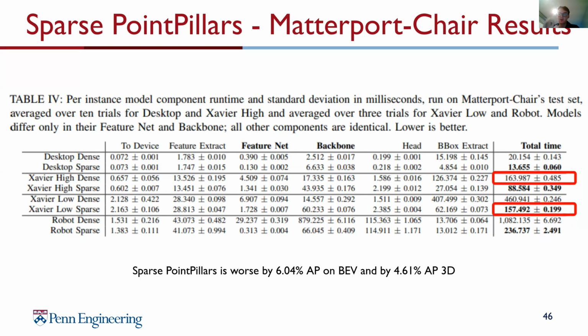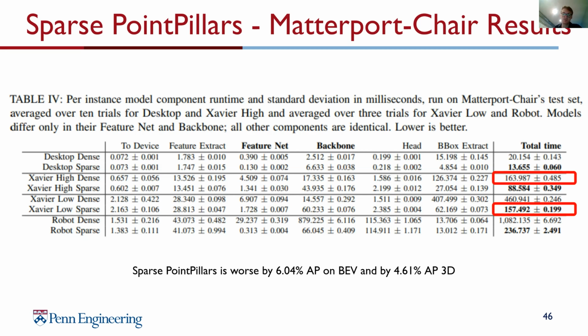A thing I want to call out here is that on the Xavier, on the high power setting, we're getting a 163 millisecond forward pass for the standard PointPillars backbone. On the low power setting with the Xavier, we're getting 157 for sparse PointPillars. So what this means is we're able to get lower latency with our backbone while cutting the power consumption by a factor of 3. And the cost we're paying for this is essentially only about 4 to 6% AP on the actual detection quality. And to be honest, I think that's bonkers, right?